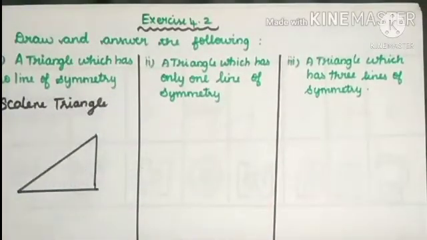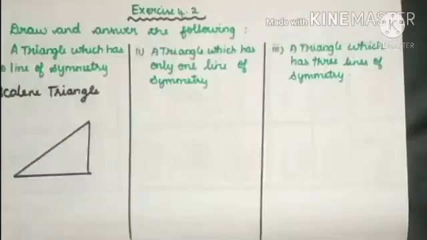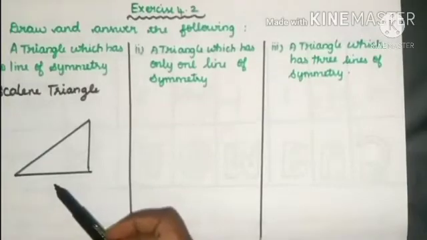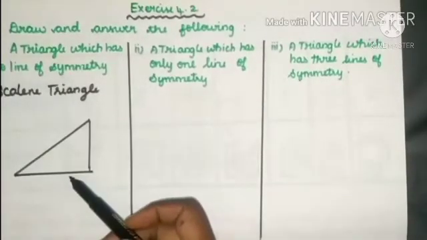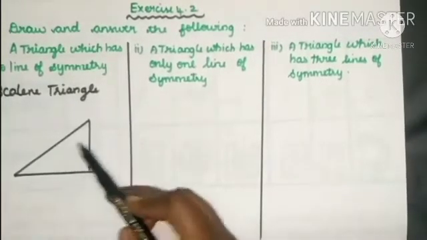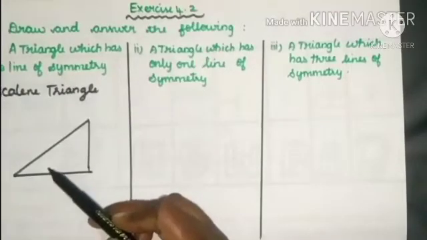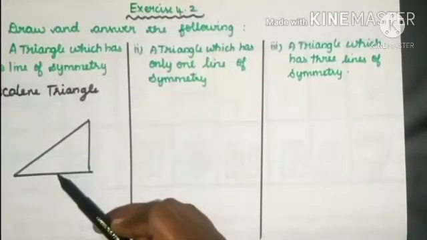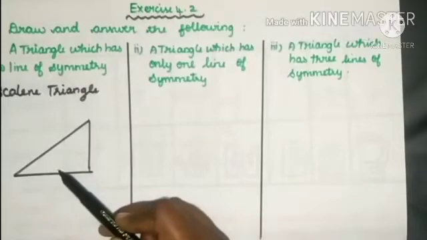Students, keep in mind, the number of lines of symmetry is equal to the number of sides of the triangle if the closed figure has equal sides and equal angles. Here in a scalene triangle, there are no equal sides and equal angles. All the three sides are different. So, the scalene triangle has no lines of symmetry.